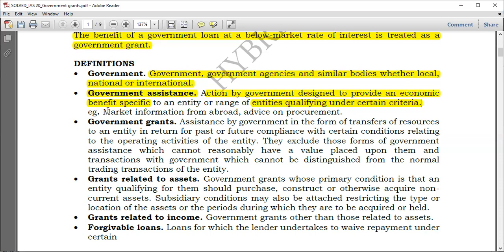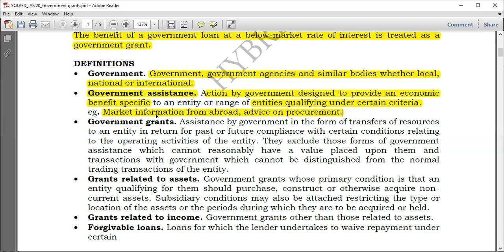For example, maybe market information from abroad. Maybe you are involving yourself with medicine, and maybe the government brings information about medicine from abroad. Maybe this and this is required. You can produce this, and maybe you can sell at a higher price. Advice on procurement, something like that. You're already in a particular industry, and the government brings you this information. So it's the government assistance.